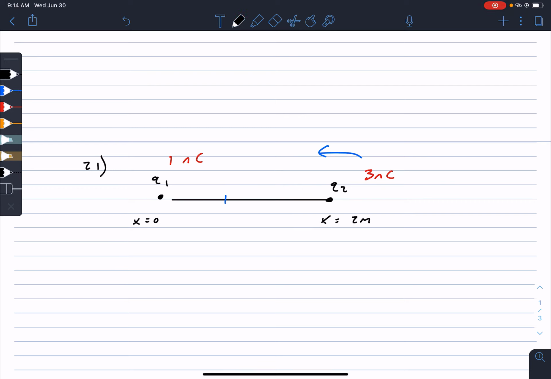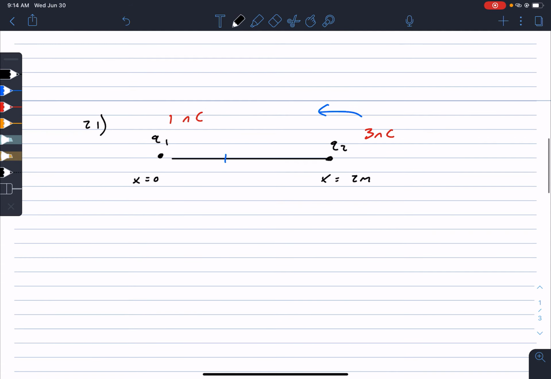Okay, so to set this up, we essentially want to have the sum, so we're looking for kq1 over the first distance squared plus kq2 over the second distance squared. We'll call this R2, this is R1. This is going to be equal to 0. That's what we're looking for.